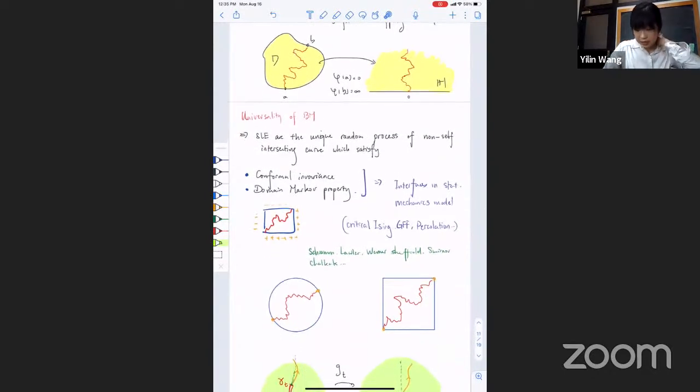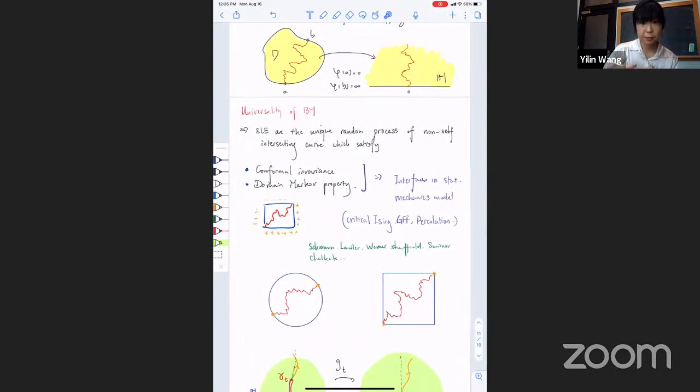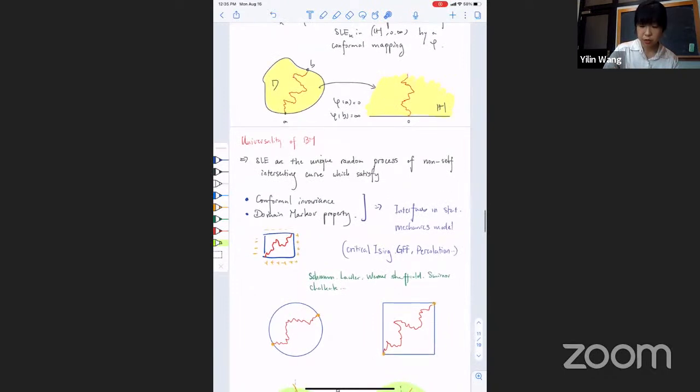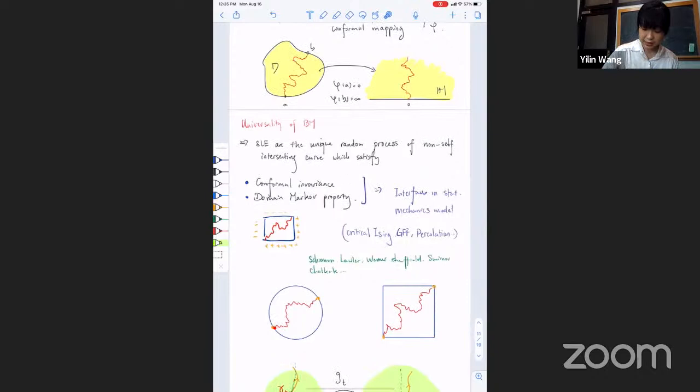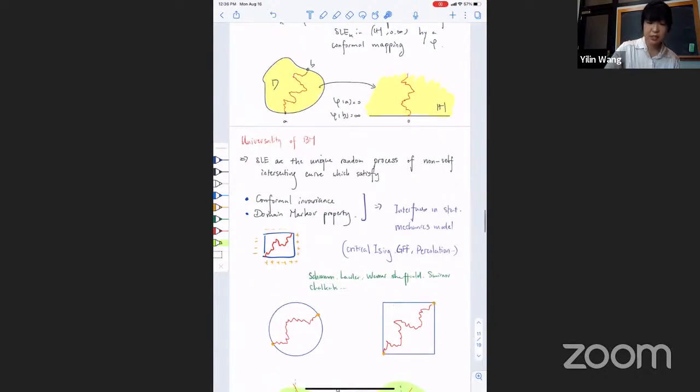Why do people care about it? Well, we see the universality of Brownian motion, and those very simple axioms for Brownian motion translate to SLE. SLE is the unique random process of non-self-intersecting curves which satisfies, first of all, conformal invariance. That means if you have an SLE defined in this domain from this point to this point, and there's also an SLE in the square from this point to this point, the law of this curve would be exactly the image under a conformal map of the curve here. It's just coming from the definition.